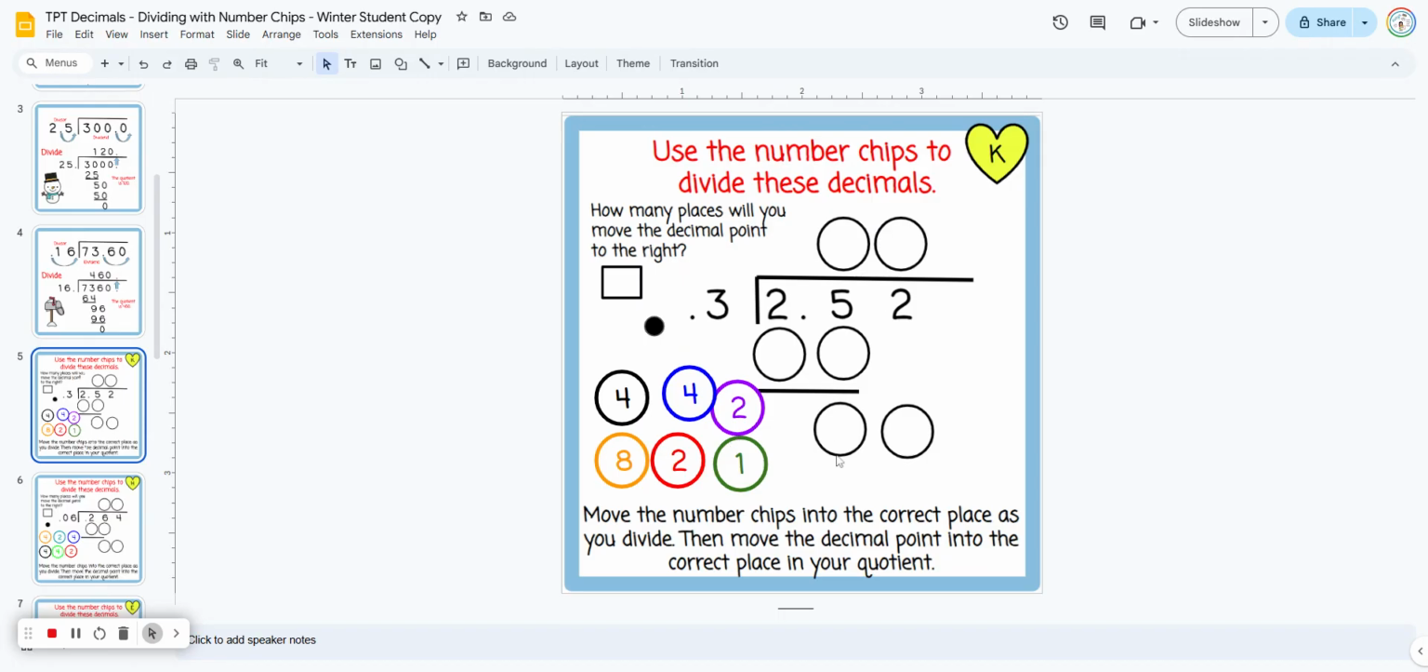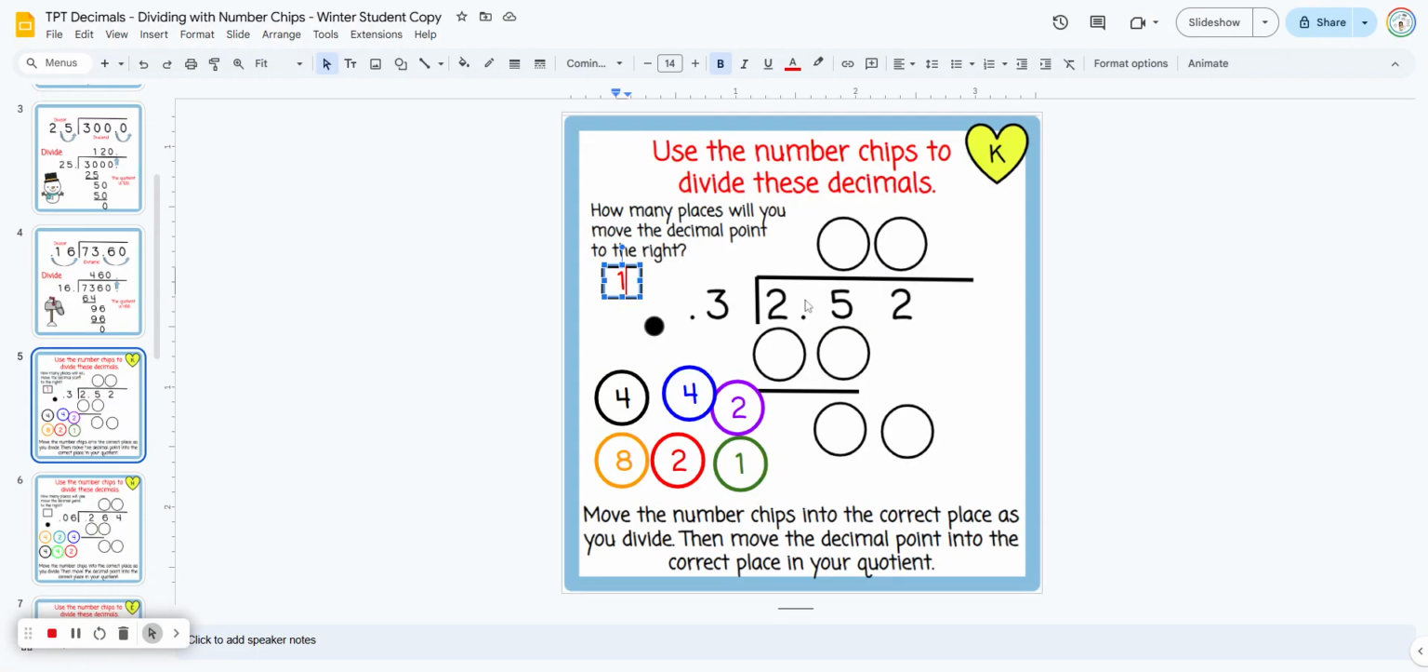so they're going to move them into place to show the division. The first thing they're going to do is type in this little box how many places they're moving the decimal point to the right. So in this case, it's going to be one place, so they're just going to type in a 1. This will remind them when they place this decimal point, this is movable, when they place it in their quotient, they will be reminded how many places to move that decimal point to the right.